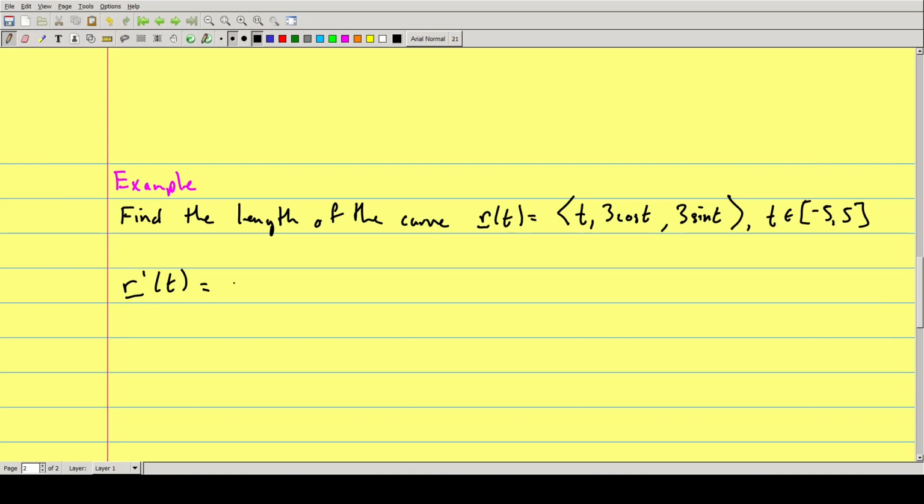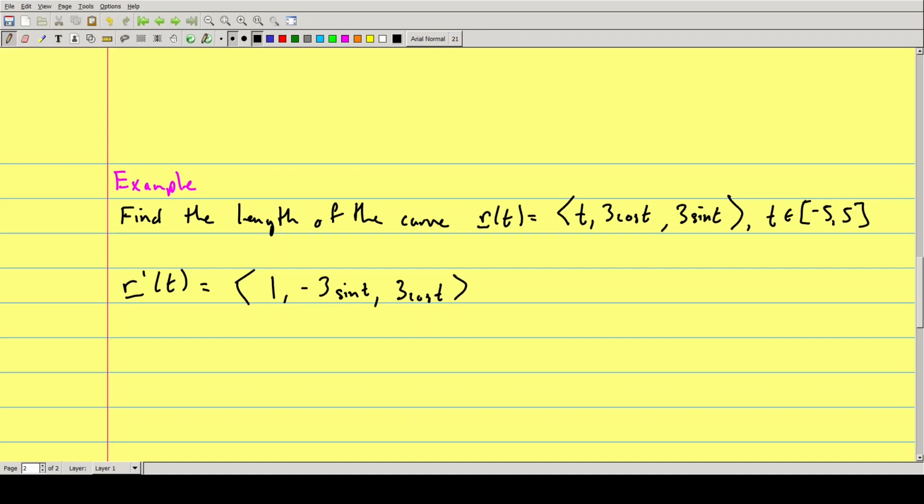So the first thing we want to do is compute each of our derivatives here. The derivative of t is 1. The derivative of cosine is negative sine. And the derivative of sine is cosine. So we get this expression here.